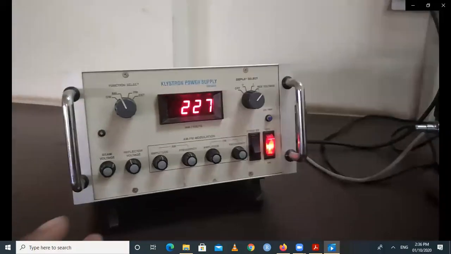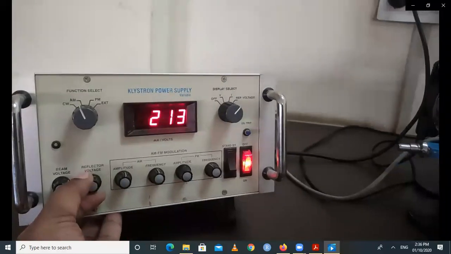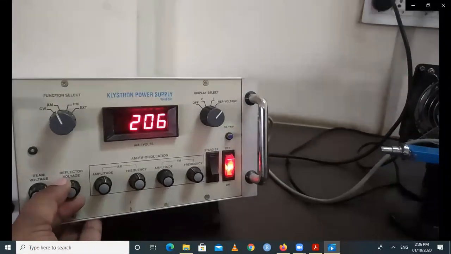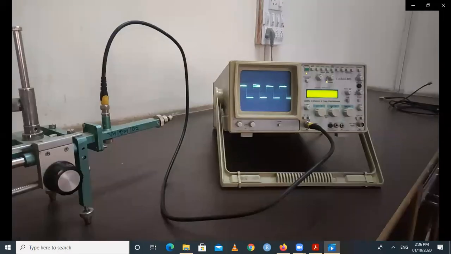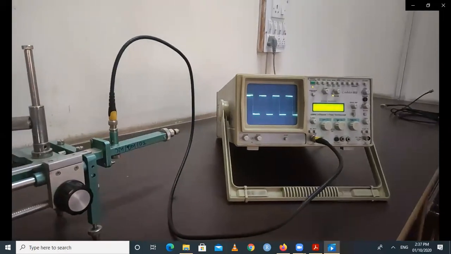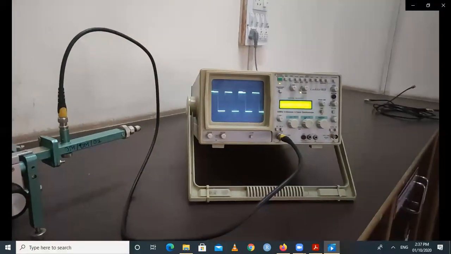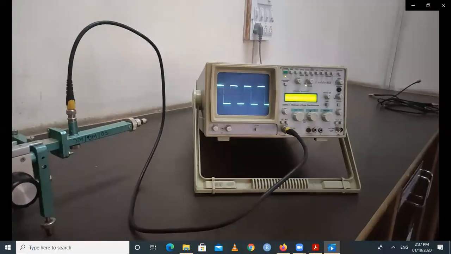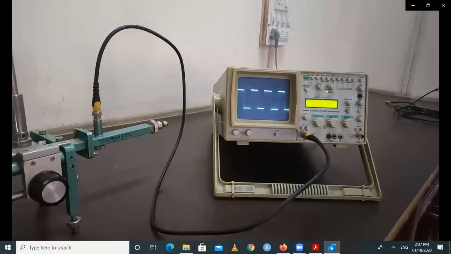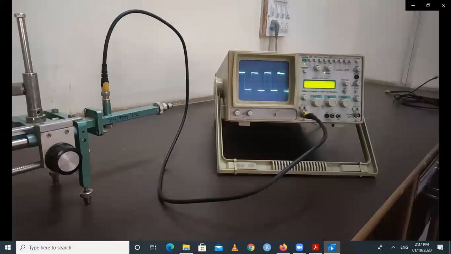So I have to reduce this repeller voltage, like 227 and then 210, until I have a waveform on the CRO. So I will reduce this, and at this particular voltage, 193, I am getting a particular output, a square wave, which is detected by the detector mount, and it should be present on that CRO. So we can say that this is the first mode of this Klystron.